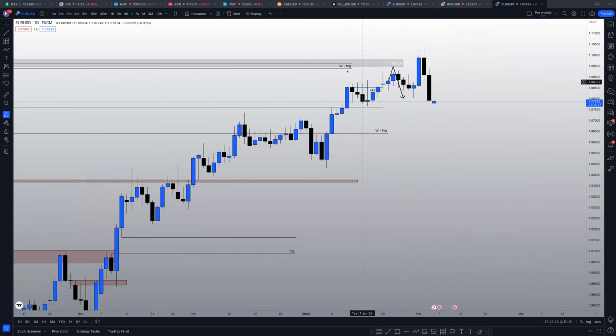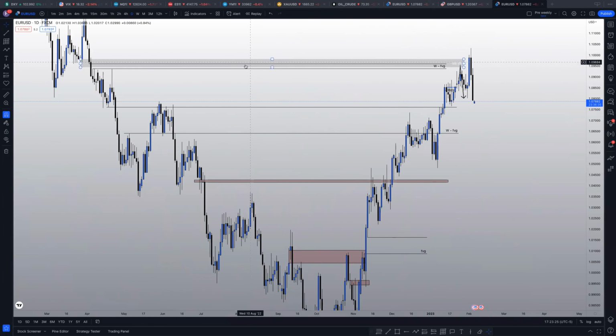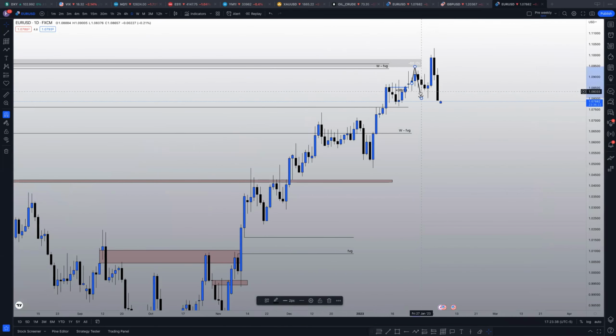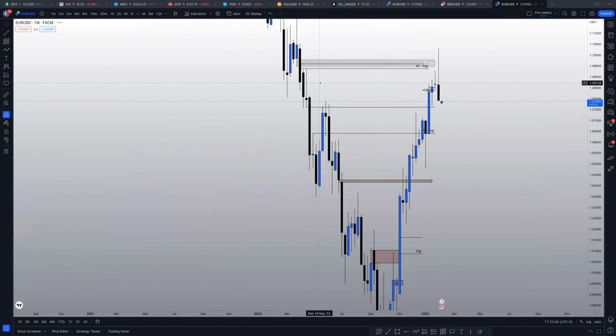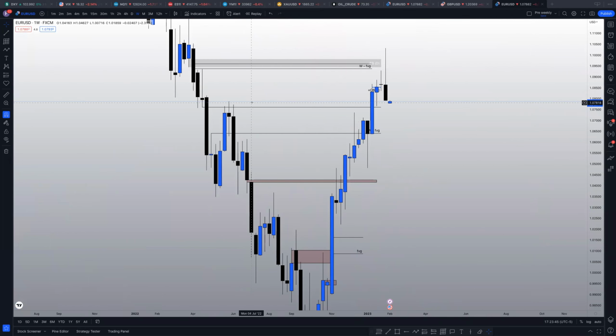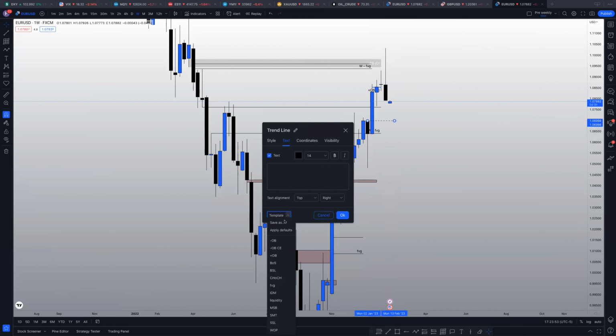Moving on, EU, reacting to our level, building up inefficiency. Multiple inefficiencies here, buy side liquidity pool, getting a reaction is suspected. We're going to annotate this weekly order block. I'd be watching this level on a close basis.